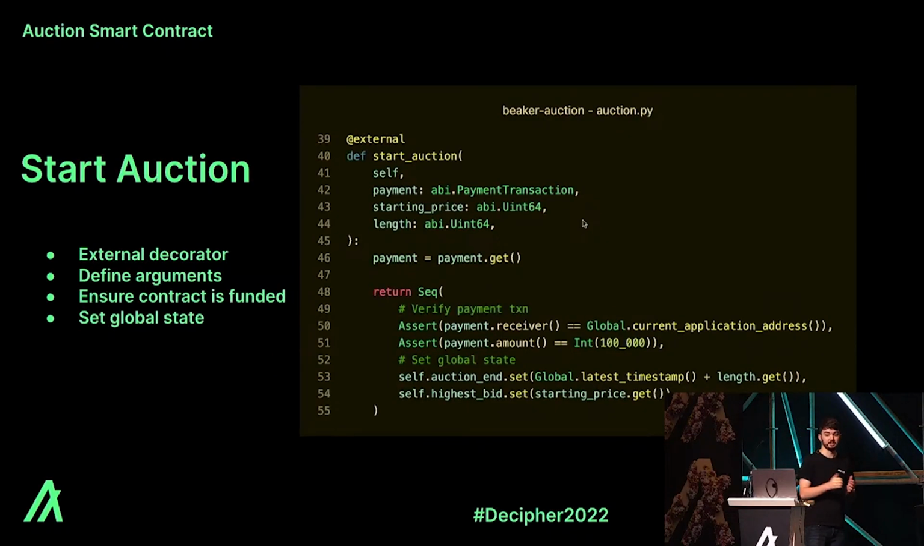Okay, so now this is the first real functionality that the end user is going to be interacting with, and this is the start auction function. And this is the function that the owner can call when they are ready to start an auction.